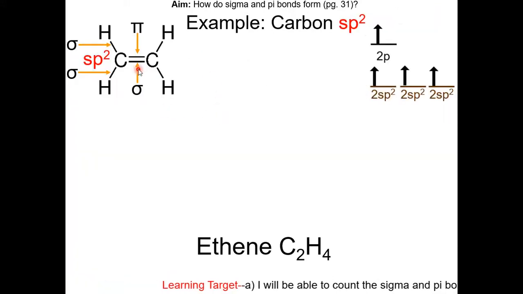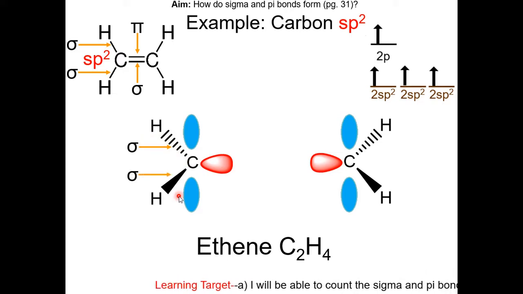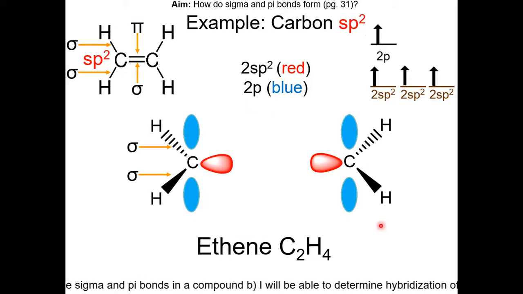Now let's go back to this example and see how the double bond is formed. Here are the two carbons before they bond to form the double bond. Each CH bond represents a sigma bond. This red orbital represents the 2sp2 hybrid orbital. These blue orbitals represent the 2p. Now we're going to put the two carbons close together.